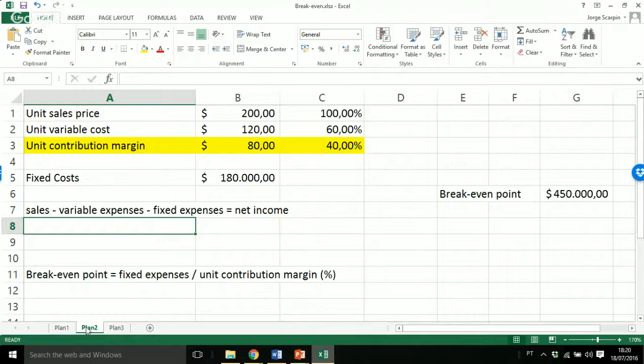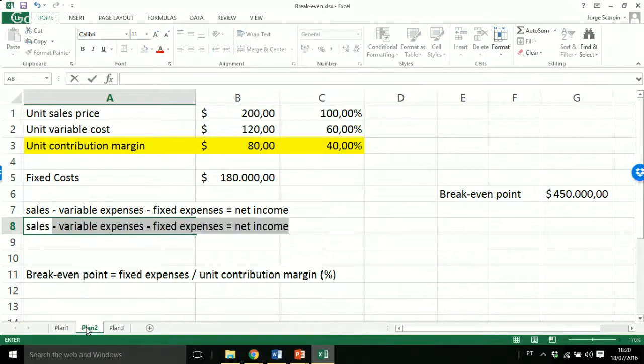So our formula will be not with values of sales and variable expenses, that in our case is variable cost, but related to our sales. So we have sales minus variable cost, which is 60%, so 0.6 times sales, minus fixed expenses, that is our fixed cost, 180, equal to 0, because the break-even point, remember, is the point where our net income is equal to 0.